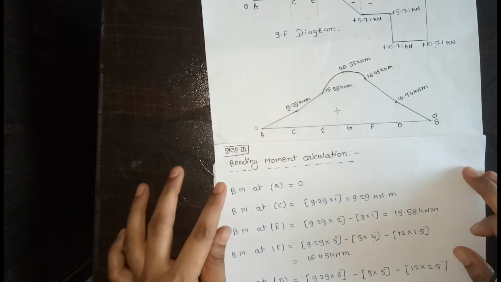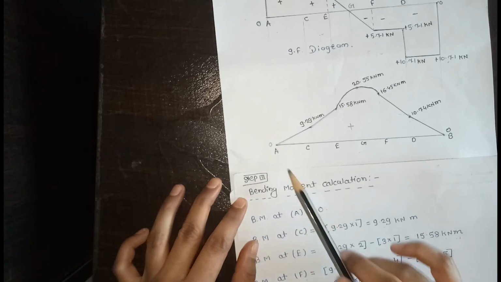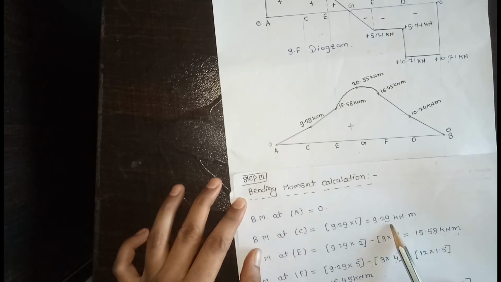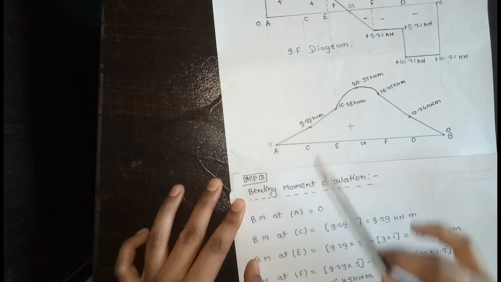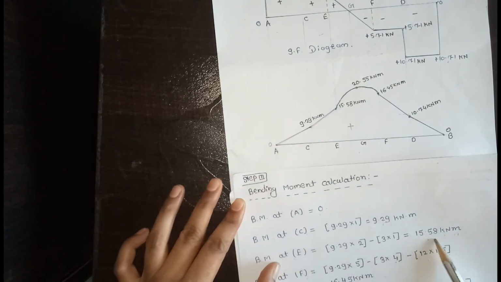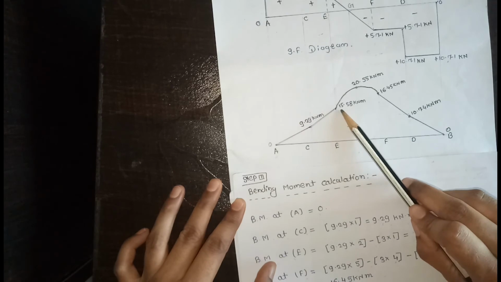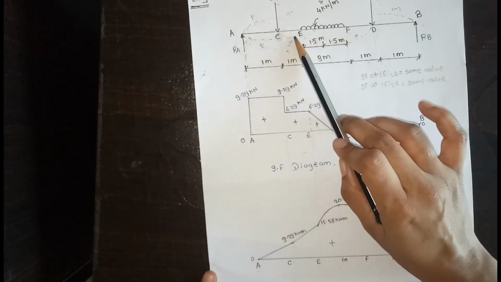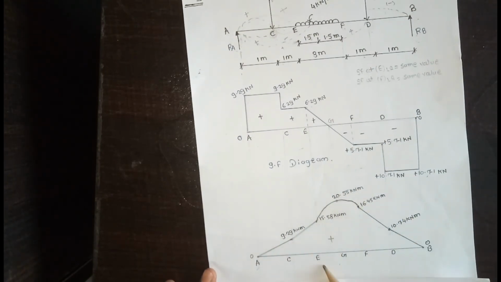So, how to draw the bending moment diagram. First, the bending moment at point A is equal to 0. Then the bending moment at C is equal to 9.29 kilonewton meter. Then the bending moment at E is equal to 15.58 kilonewton meter. In this diagram, E to F is the UDL.